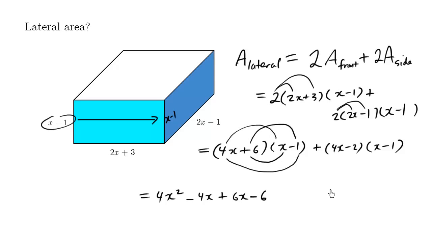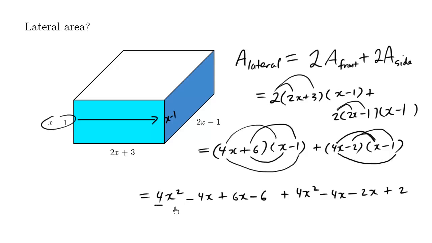And now let's work on this one here. What we have is FOIL, so I'm going to focus here. Positive 4x times positive x is positive 4x squared. We do the letter O outside. 4x times negative 1 is negative 4x. We do the inside, which is letter I, FOIL. Inside is negative 2x, and then the letter L, last, is going to be the negative 2 times negative 1 is positive 2. Let's gather our terms.